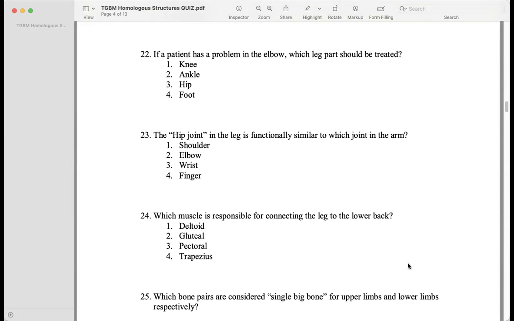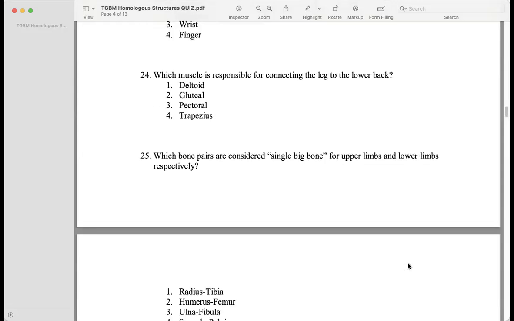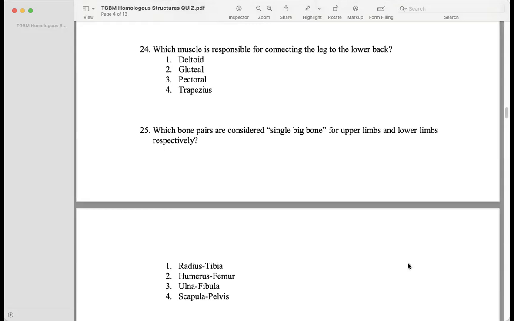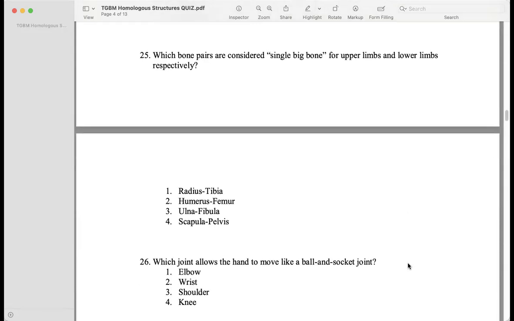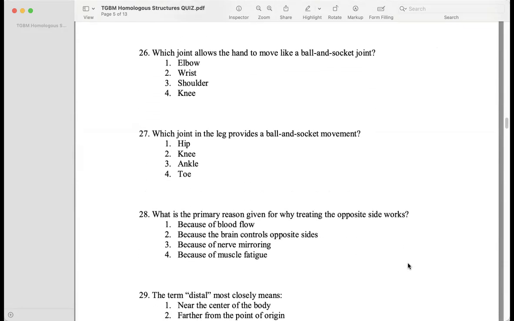If a patient has a problem in the elbow, which leg part is treated? A knee. The hip joint in the leg is functionally similar to which joint in the arm? Shoulder. Which muscle is responsible for connecting the leg to the lower back? Gluteal. Which bone pairs are considered single big bone for upper limbs and lower limbs respectively? Humerus and femur.